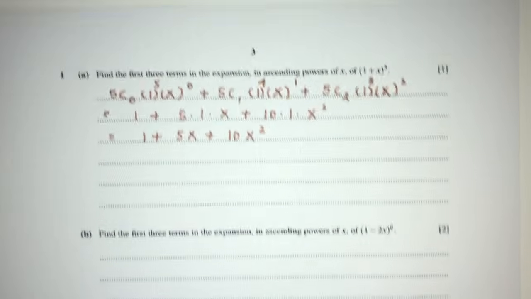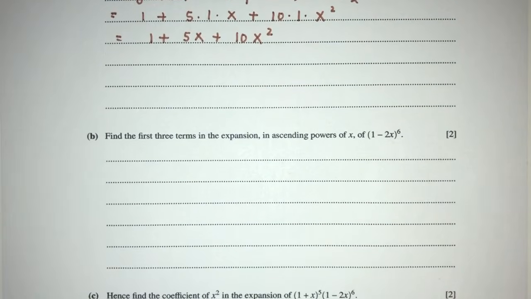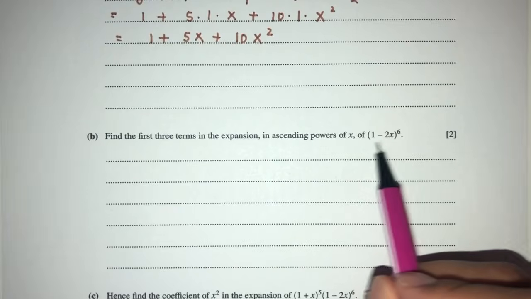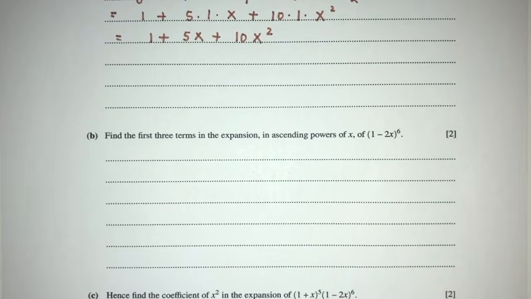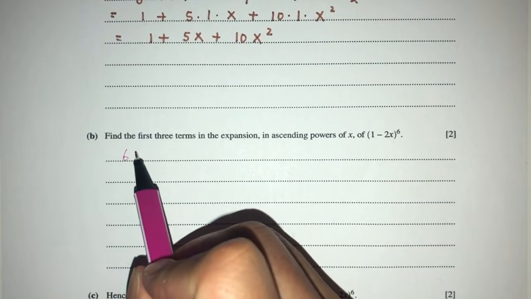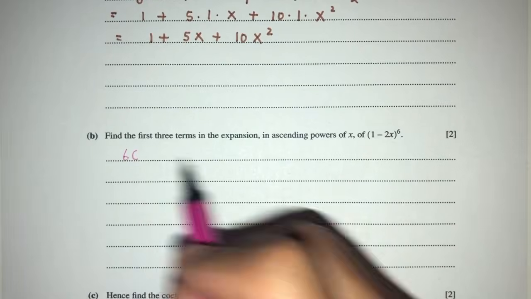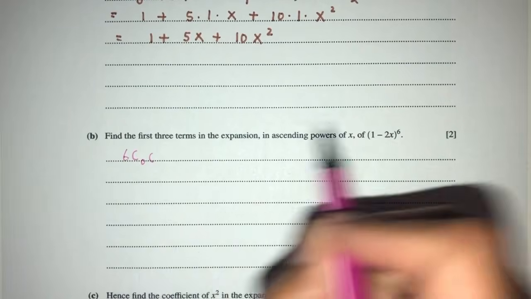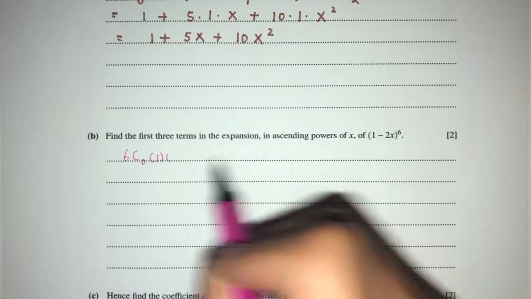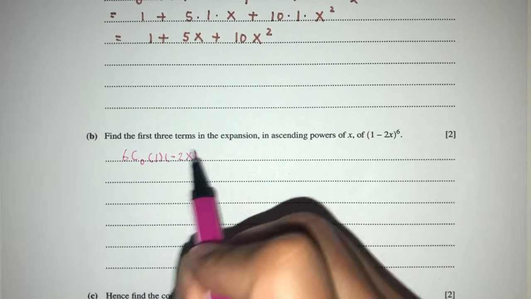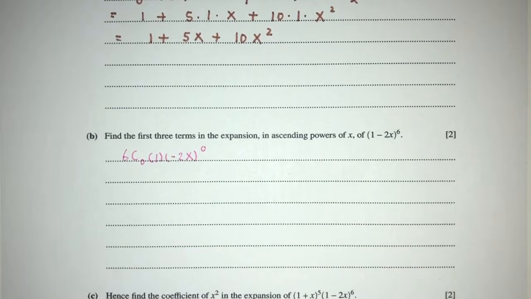That is part A of the question. Now for part B, find the first three terms of the other expansion, this one. So same steps. We'll have 6 choose 0. Here we have 1, and here we have minus 2x. This is 0, this will be 0 as well.